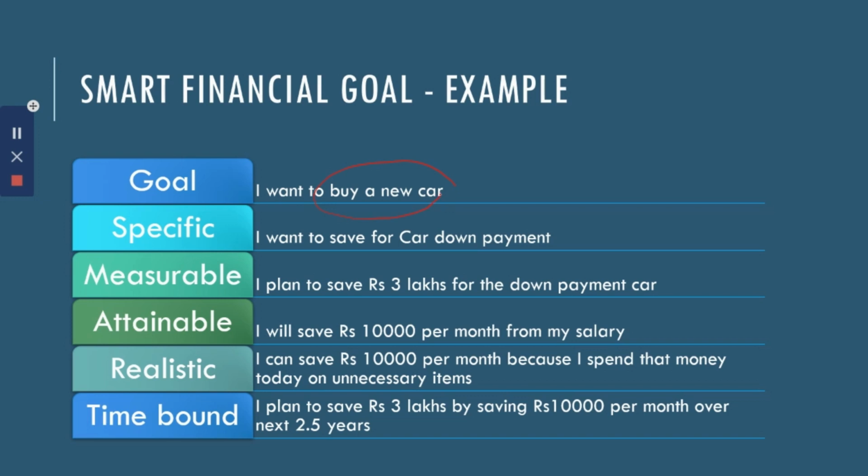So the goal is to buy a new car. Specifically, I want to save for the car's down payment. How much? I want to save 3 lakhs for the down payment. If I save 10,000 per month from my salary, I should be able to get that. It is realistic because I can save 10,000 given what my current spendings are. So if I save 10,000 for the next 2.5 years, then I should be able to get to 3 lakhs for my goal of buying a new car, or at least having a down payment for that car. So I plan to save 3 lakhs by saving 10,000 per month over the next 2.5 years. That gives you a more realistic goal, or what we call a SMART goal.